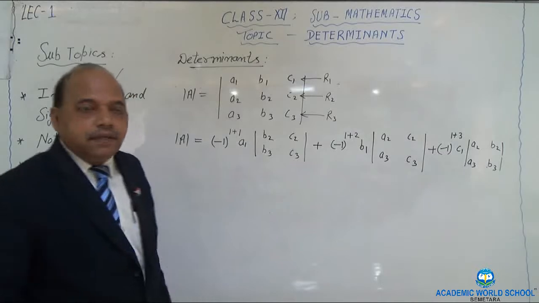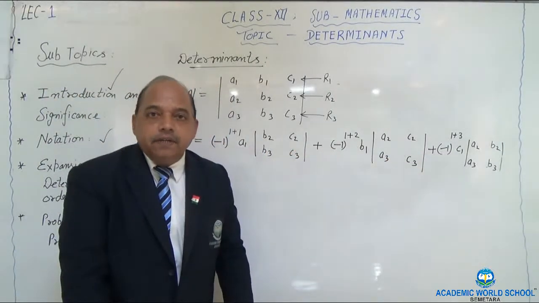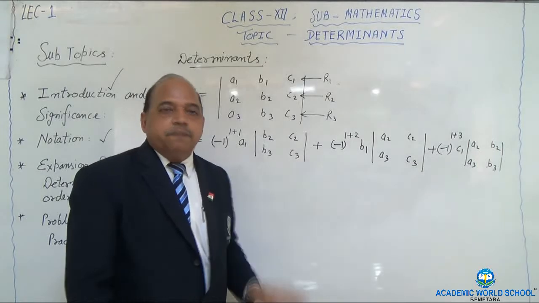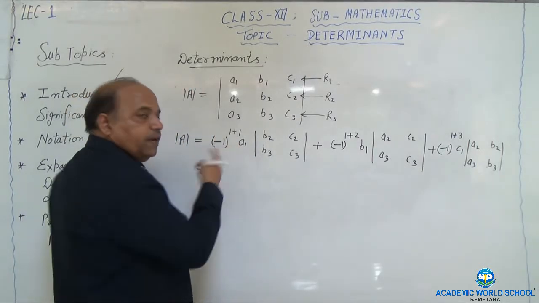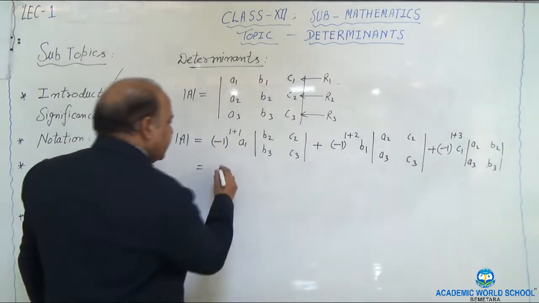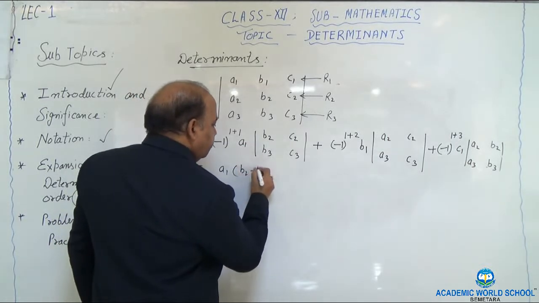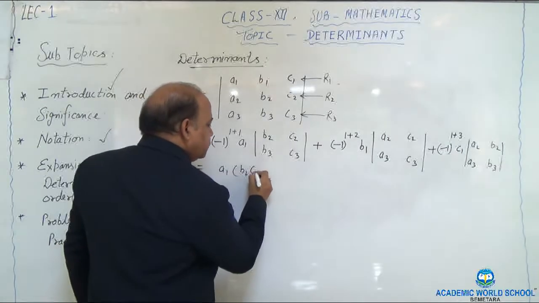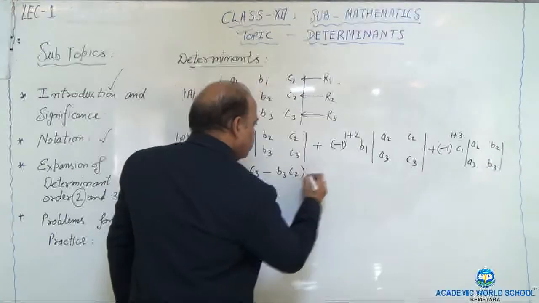We have written this, and now you can see that these are 2 by 2 determinants, and you have learned already how to expand them. So write down very quickly the value of this. Minus 1 to the power 2 will remain; power is even, it will remain plus. So you are getting A1 B2 into C3 minus B3 C2.